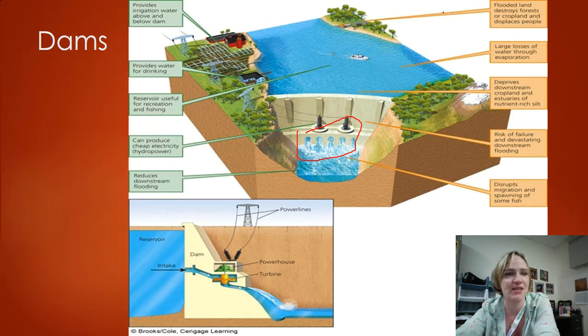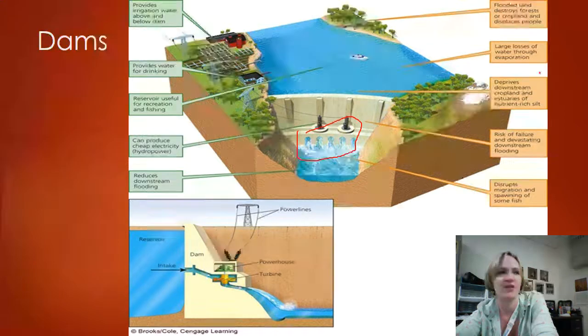The negative impacts of dams: when you build a dam, this area that floods because you're stopping the normal flow of the river is going to destroy the natural areas or people's homes or whatever that was there before you flooded it. You lose a huge amount of water through evaporation. You deprive downstream croplands and estuaries of nutrient-rich silt.